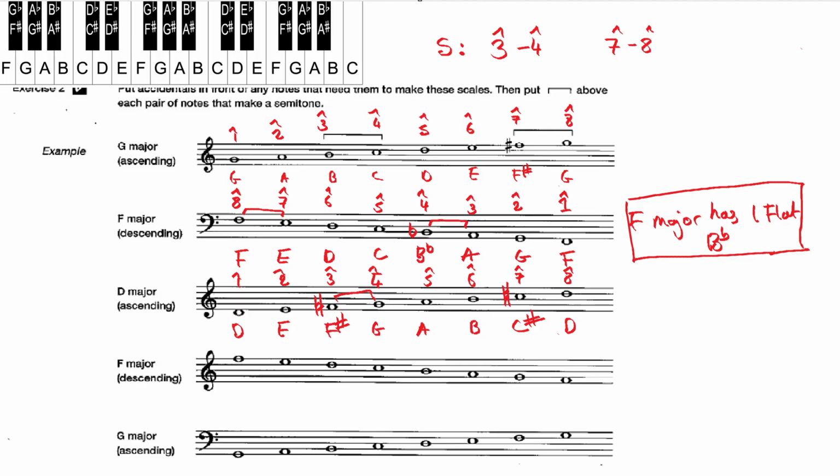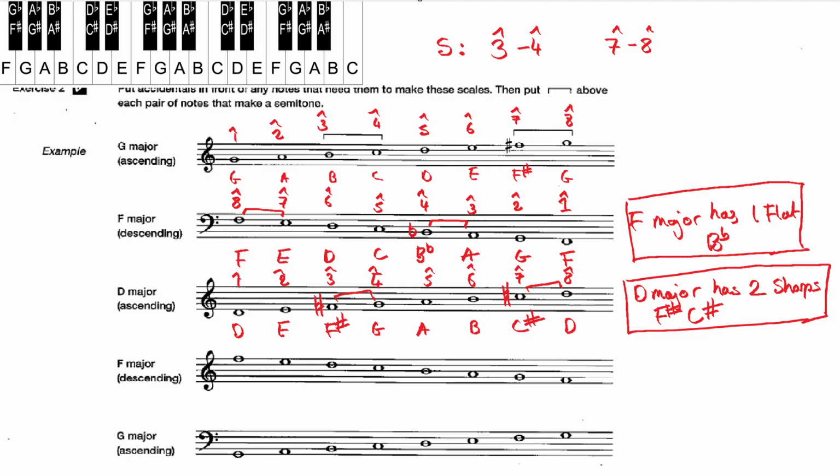Now C sharp to D is a semitone, and that's right, we've raised our 7th closer to number 8, which is exactly what we wanted to do. So D major has 2 sharps: F sharp and C sharp, and you also need to memorize that.